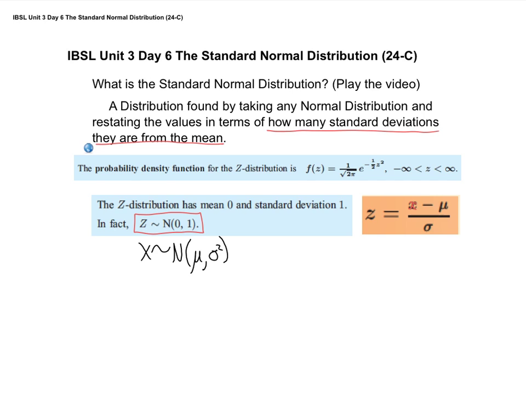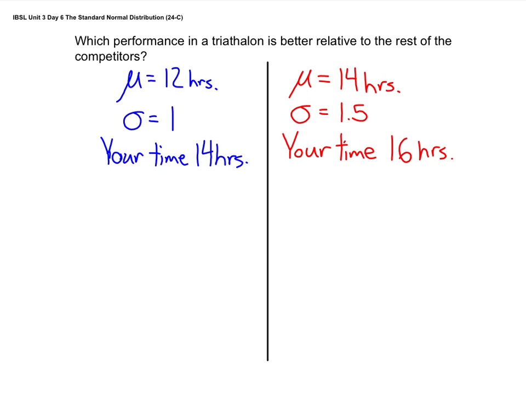Now, let's illustrate this with a couple examples. Okay? So here I have two different performances in a triathlon. Triathlon has standard distances that you have to run and bike and swim, but due to different conditions, maybe the weather or the wind or whatever, the times could be very different. All right? So let's say that in one race you ran, the mean time was 12 hours and the standard deviation was 1, and it took you 14 hours.